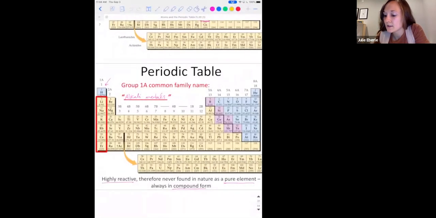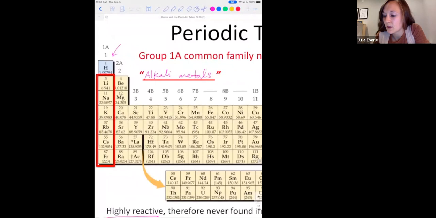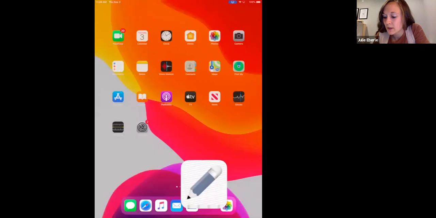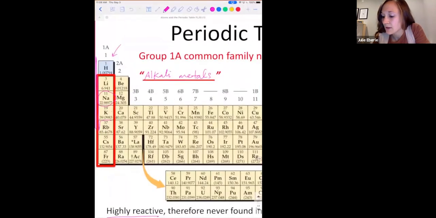So here, let's zoom in. Here's sodium right here. And then potassium is K right underneath it. Now, what if we took Rb right here, which is rubidium? RB is rubidium.